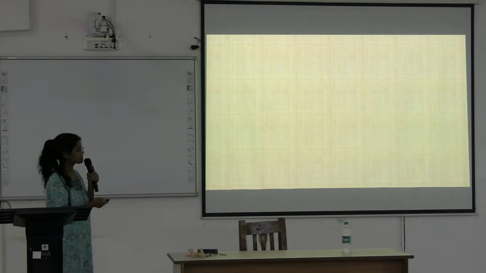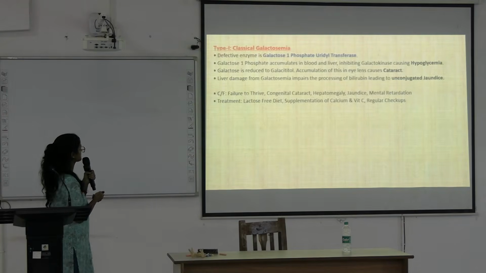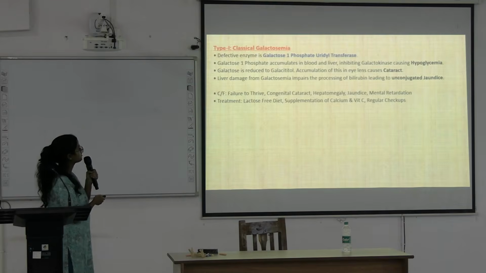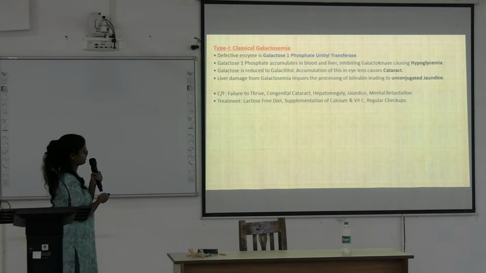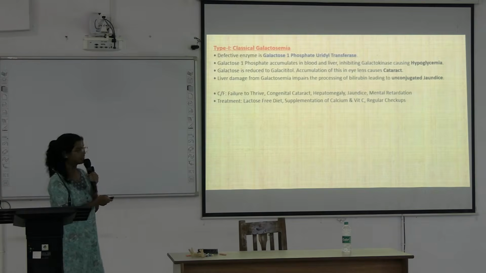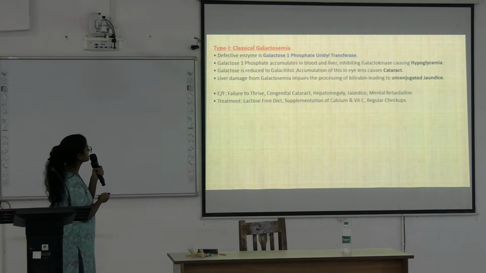It is of 3 types. Type 1 is classical galactosemia, where the defective enzyme is galactose 1 phosphate uridyl transferase. In this, the major clinical features are hypoglycemia, cataract and unconjugated jaundice. Cataract occurs because the galactose is reduced to dulcitol and it gets accumulated in the eye lens, causing congenital cataract.